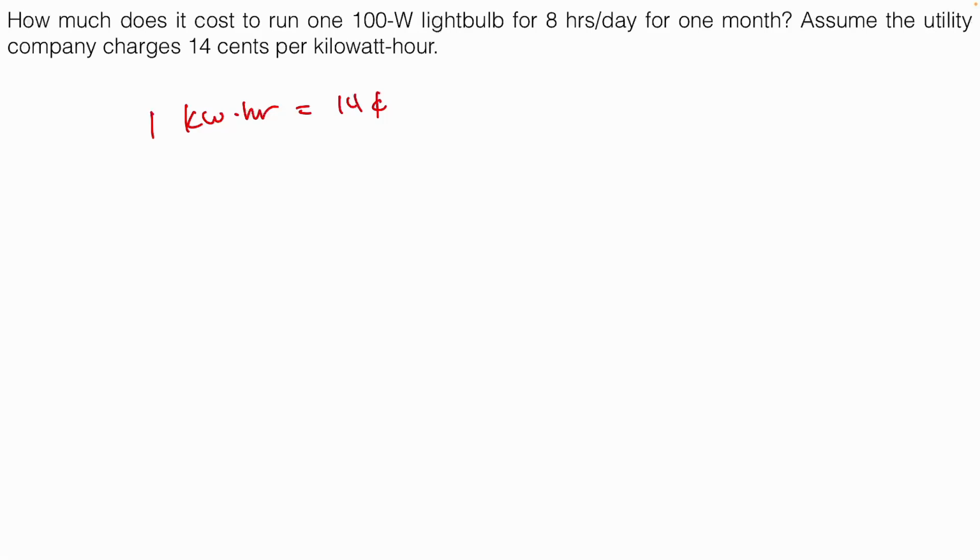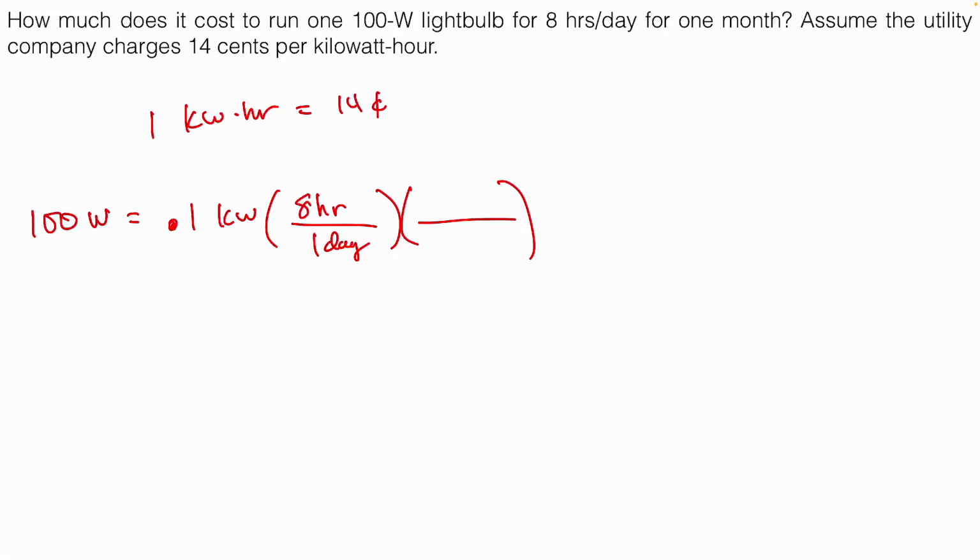What's the wattage of the bulb? 100. What's that in kilowatts? 0.1 kilowatts, right? 100 watts divided by 1,000 gets me 0.1 kilowatts, right? And then I run that 0.1 kilowatts for 8 hours in one day, right? And we're back to basically chapter 1 conversion factor stuff now. And then how many days are there in 1 month on average? We'll just go with 30. 30 days in 1 month, right?